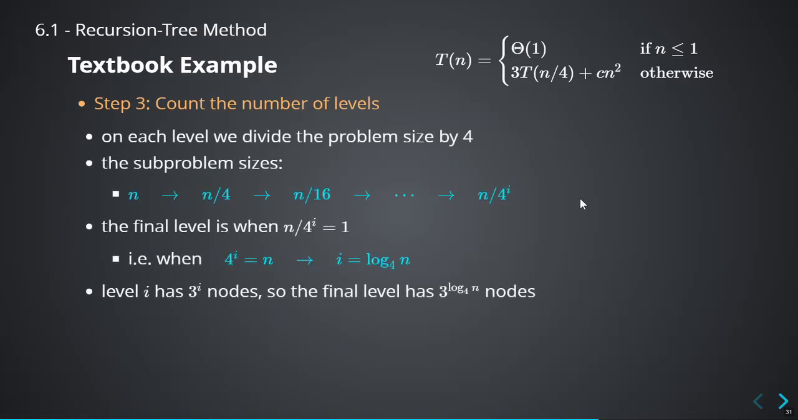This time we divide the problem by 4 every time. All right, so we go from n to n over 4 to n over 16, all the way to n over 4 to the i. And because, again, n is an exact power of 4, we're going to stop when i is equal to log base 4 of n. Now, at the very bottom, you have 3 to the power of i nodes. So at the very bottom, you have 3 to the power of log base 4 of n nodes.